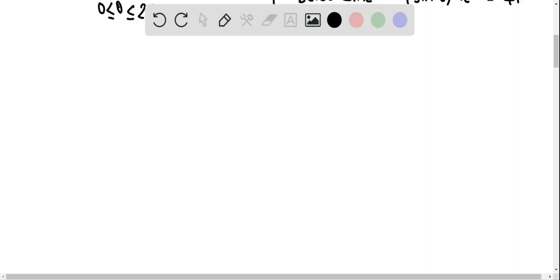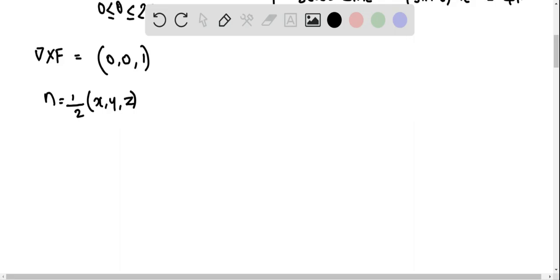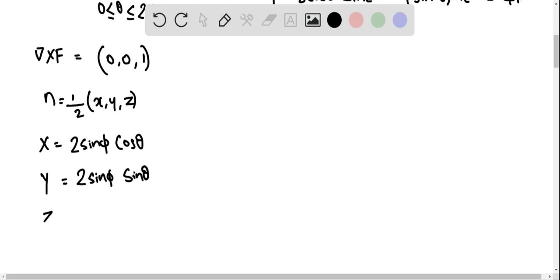Now we have to compute del cross F. Putting in, we get (0, 0, 1). N equals half (x, y, z). x equals 2 sin phi cos theta, y equals 2 sin phi sin theta, and z equals 2 cos phi.